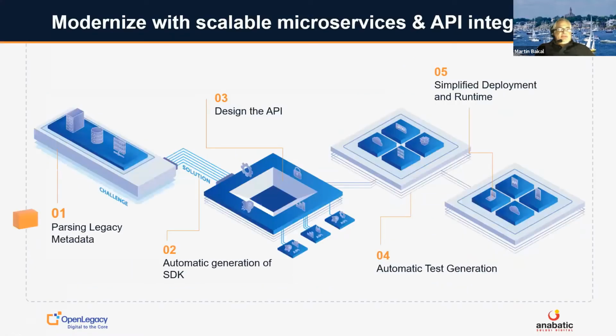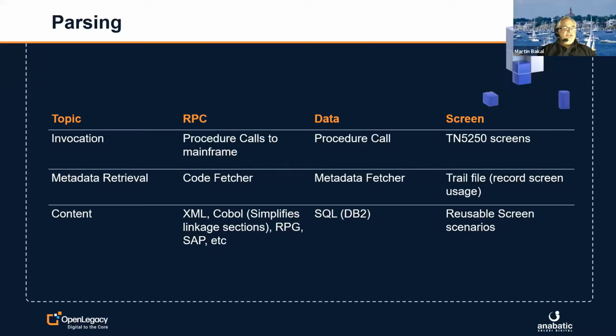So when we think about that, we're actually thinking about parsing legacy metadata and then going to automatic generation of what we call software development kits, which are these deployable assets which you can build into microservices, where you then can design the API either automatically or make some choices to design it, to do automatic test generation where you can actually build tests that just work, and then you just deploy. Following that whole process makes it a lot easier to do. So we talk about that.